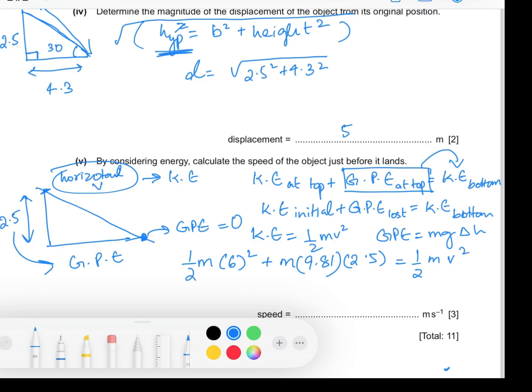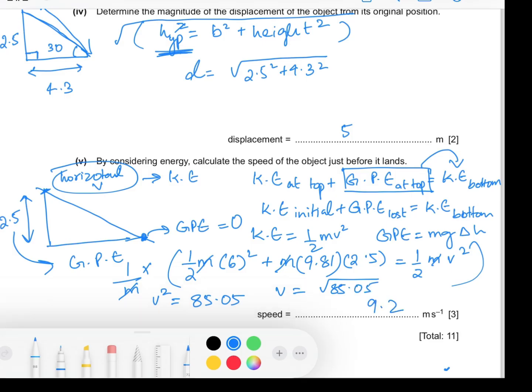Now we are not given the value of mass in the question, and you don't need to know it, because you can just divide both sides of the equation by mass, and this will cancel out. And finally, v squared is equal to 85.05, therefore the speed is the square root of that, which leads to the final answer of 9.2 meters per second.